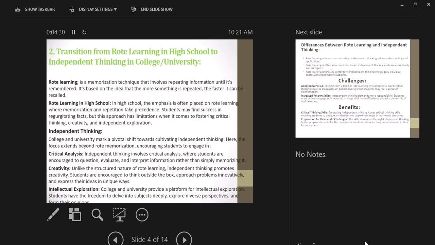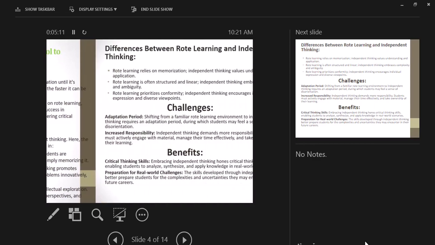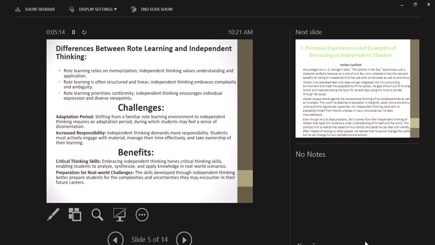Independent thinking has the following characteristics. The first one is critical analysis. Independent thinking involves critical analysis, where students are encouraged to question, evaluate, and interpret information. And the other one is creativity. Unlike the structured nature of rule learning, independent learning encourages individuals to see outside the box, to be more creative, and to find solutions to real-world problems. And the third one is intellectual exploration. College and university provide a platform for intellectual exploration. Students have the freedom to delve into subjects deeply.